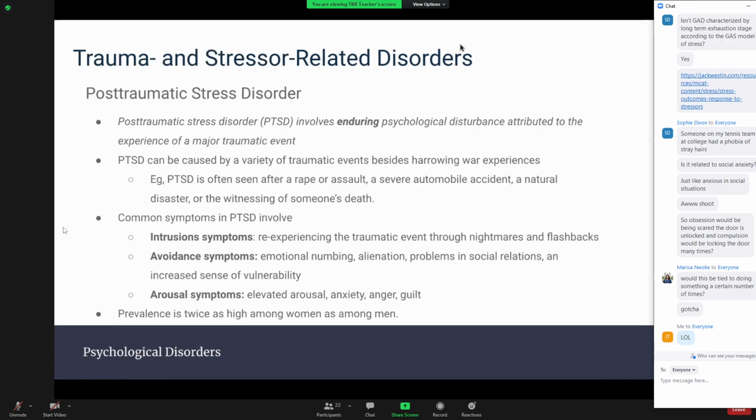The arousal symptoms are the ones that kind of sound like it. Elevated arousal, anxiety, anger, and guilt. So instead of remembering each one of those, see if you can remember the three categories, which is intrusion, avoidance, and arousal. And the prevalence is twice as high among women as it is among men. So this is another place in your notes to say more women, less men for PTSD.